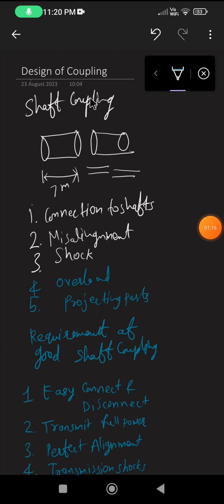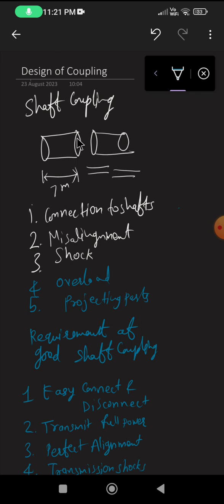So why is a coupling required? Shafts: this is one shaft, and this is another shaft. Generally, we can make a shaft as long as we require, but due to transportation inconvenience, we generally make shafts of maximum 7 meter length. Now, if we want to connect these two shafts, we require some device. That device is called a coupling.